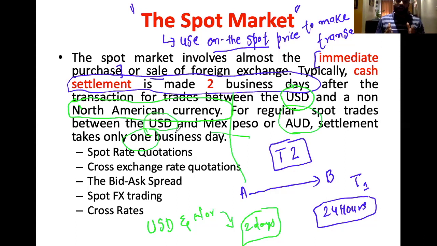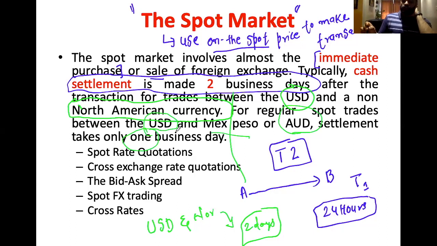So for that reason they reduced from T2 to T1. But if it's the US and non-North Americans, could be Japan, Russia, New Zealand, I don't know, that will take 2 days of transaction period. So this is the idea of transaction time for the spot market.